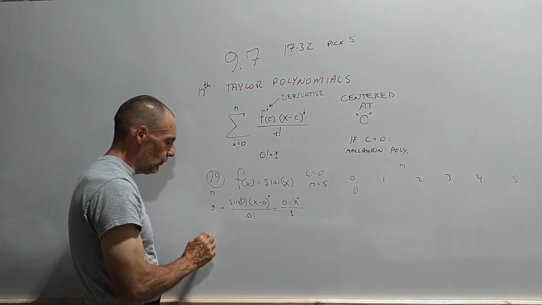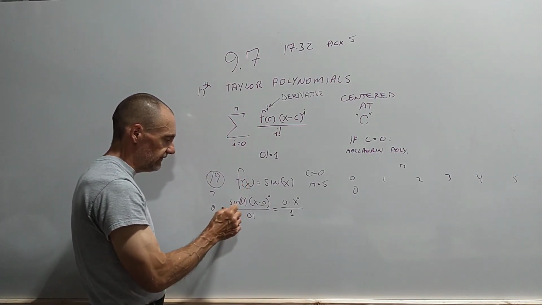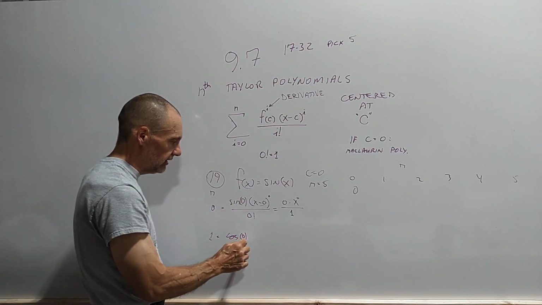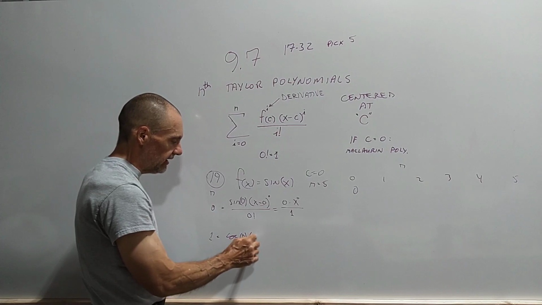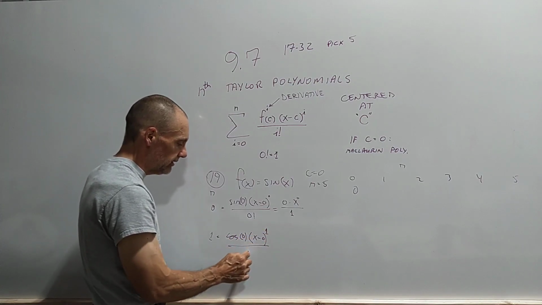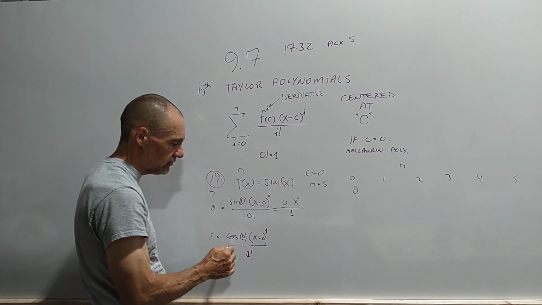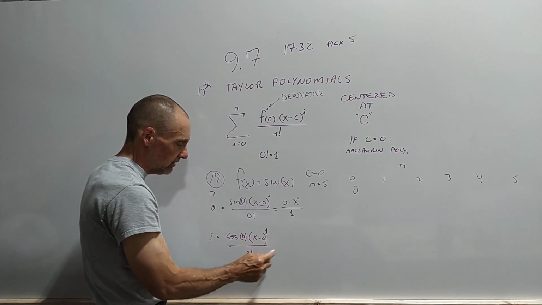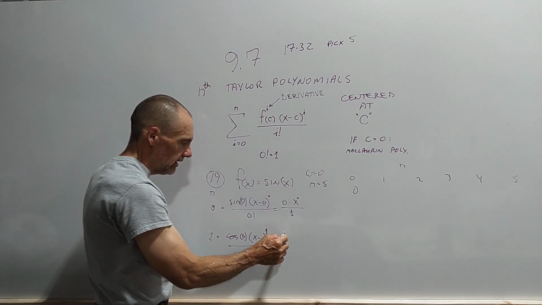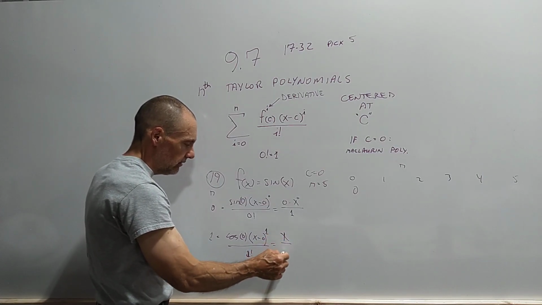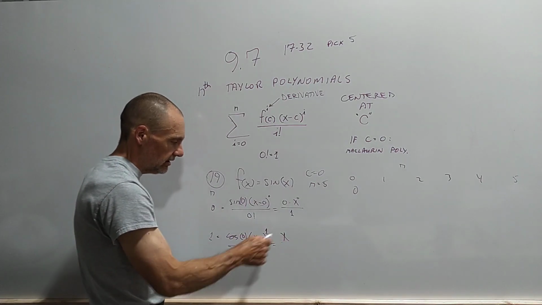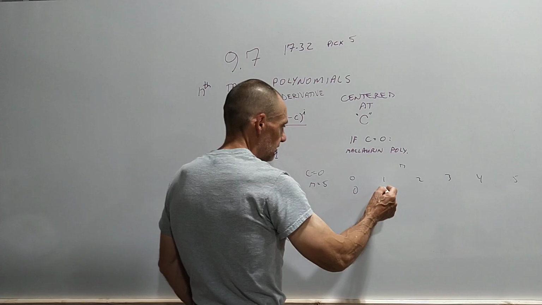So what if n is 1? The first derivative of this function is cosine of 0, then we're going to have x minus 0 to the 1, over 1 factorial. Cosine 0 is 1, x minus 0 is x to the 1 over 1. So this is 1x over 1, just x, okay? So our first term that is actually non-zero is going to be x.